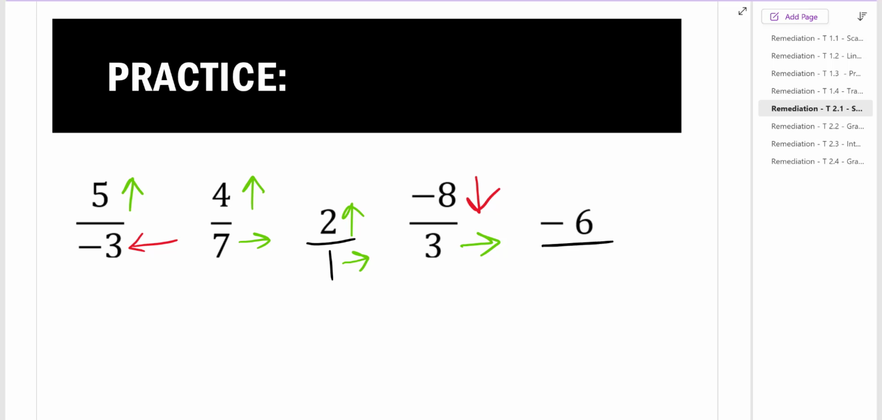So este es otro ejemplo donde no tienes un número abajo. So siempre, cuando no tienes un número abajo, necesitas escribir 1. So remember, always write 1. So 6 is negative, 6 es negativo, so that means it's down. 1 is positive, so it's right.